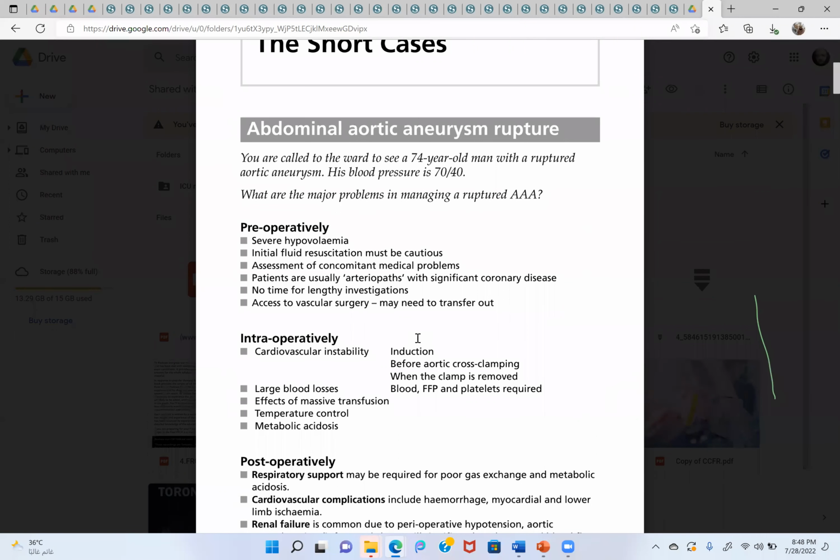Okay. So assessment of concomitant medical problems: patients are usually arteriopaths. As I told you, that etiology will be important. With significant coronary disease or other peripheral vascular disease. So no time for lengthy investigations. You cannot delay it. Refer to vascular surgery, or may need to transfer out.